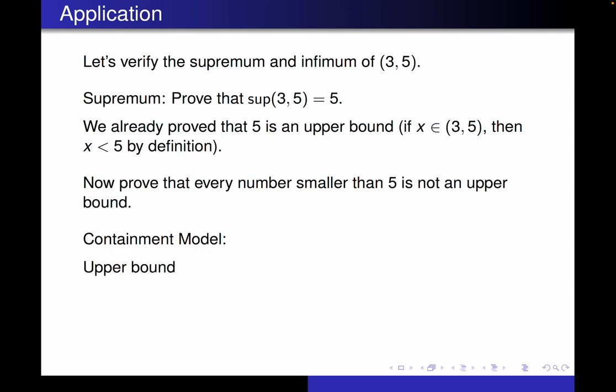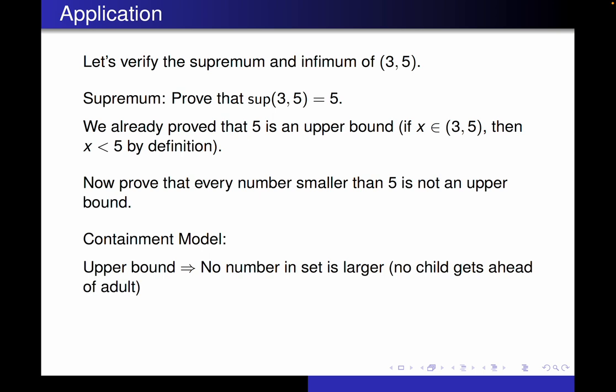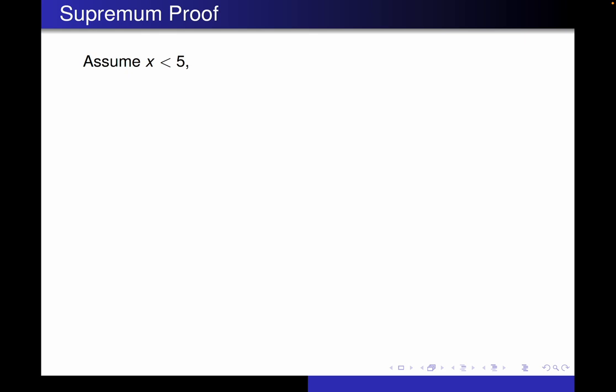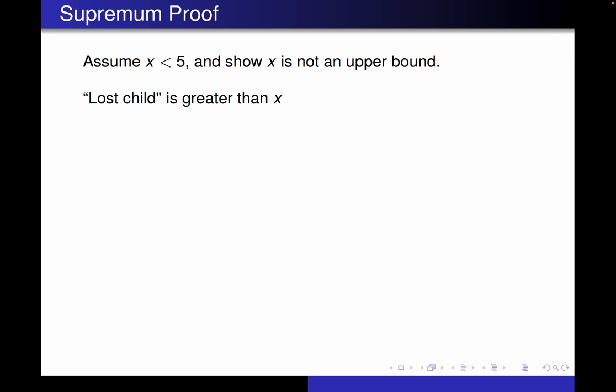So in terms of our containment model, we know that an upper bound means no number in the set is larger than the upper bound. But we want to know what it means to be not an upper bound, because we want to prove every number smaller than 5 is not an upper bound. Not an upper bound means that some number in the set is larger, or at least one number in the set is larger. In other words, one of your children gets ahead of the adult. So let's assume x is less than 5, and what we want to do is show that x is not an upper bound. So we want to look for our lost child in terms of x, right? So the lost child is in the set, and it is greater than x.